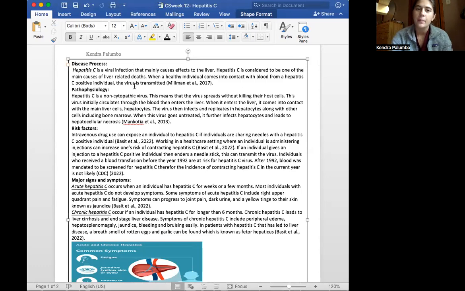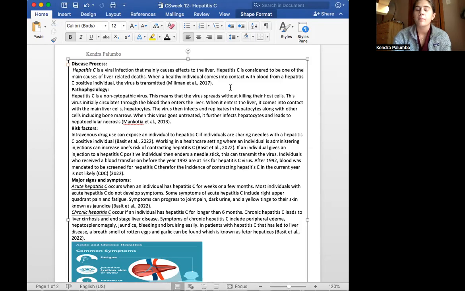I'm going to be discussing hepatitis C. So hepatitis C is a viral infection that affects the liver. It is considered to be one of the main causes of liver-related deaths. When a healthy individual comes into contact with blood from a hepatitis C positive individual, this is how the virus is transmitted. So hepatitis C is a non-cytopathic virus, which means that it spreads without killing the host cells.